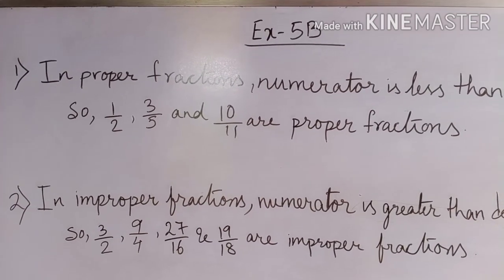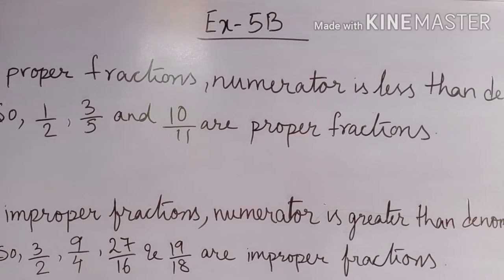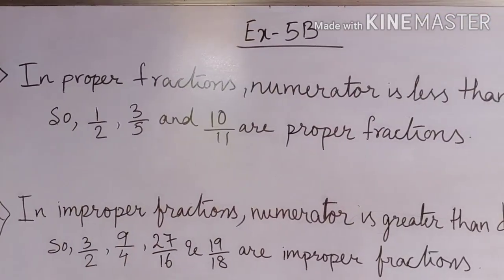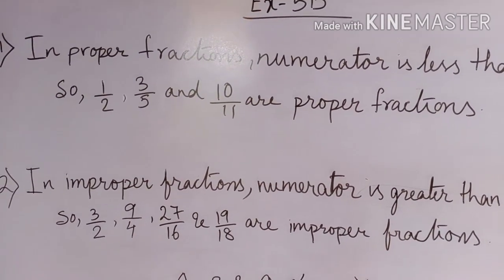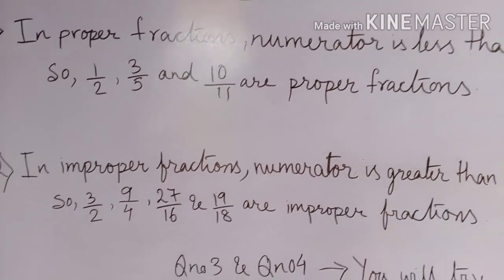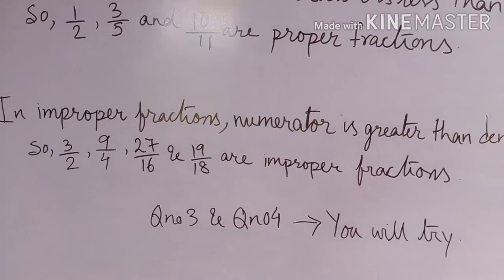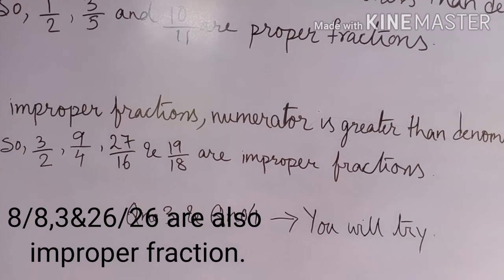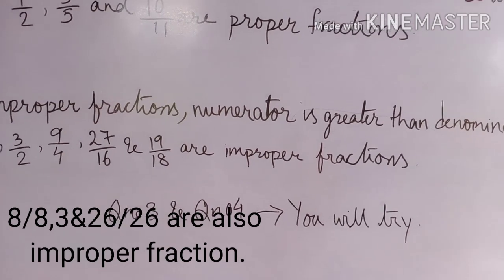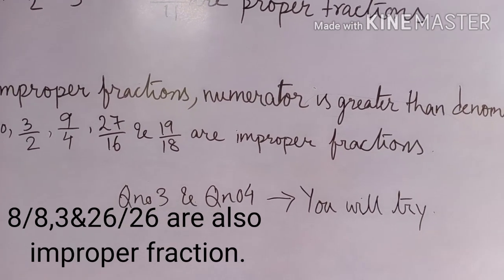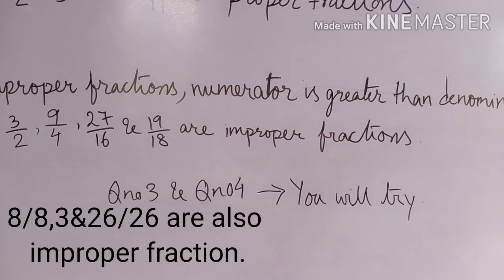Exercise 5b. In the first question, we have to point out all the proper fraction. So in proper fraction, numerator is always less than the denominator. So 1 by 2, 3 by 5 and 10 by 11 are the proper fractions. In the second question, we have to say the improper fraction. So in improper fraction, numerator is always greater than the denominator. So 3 by 2, 9 by 4, 27 by 16 and 19 by 18 are all improper fraction. Question number 3 and 4, where we have to write the numerator and the denominator are given, you will be trying them. Okay, let's come to question number 5.